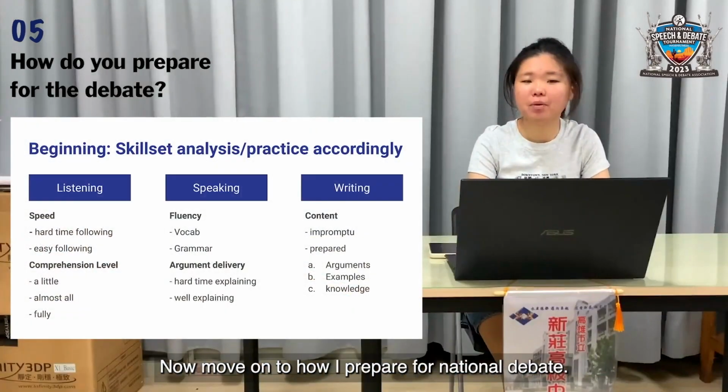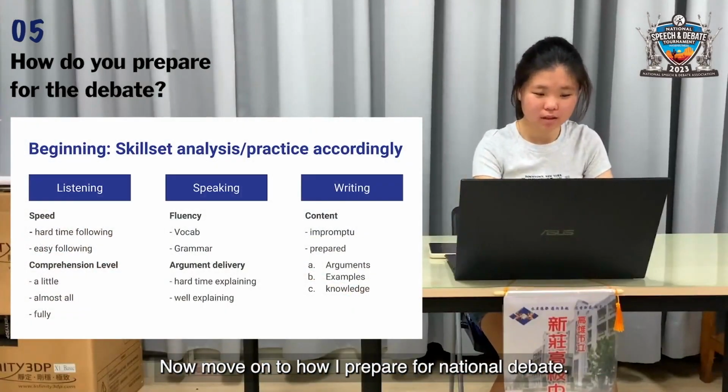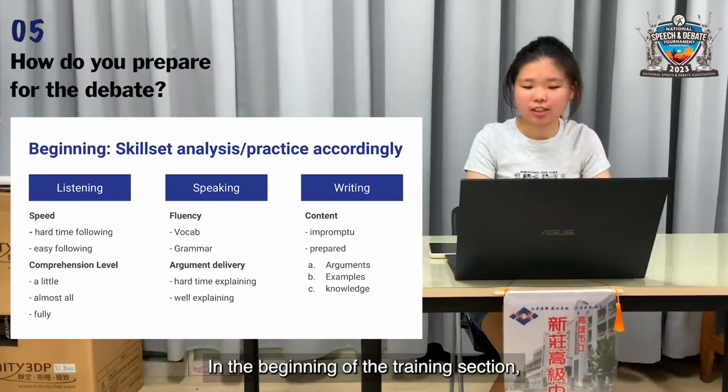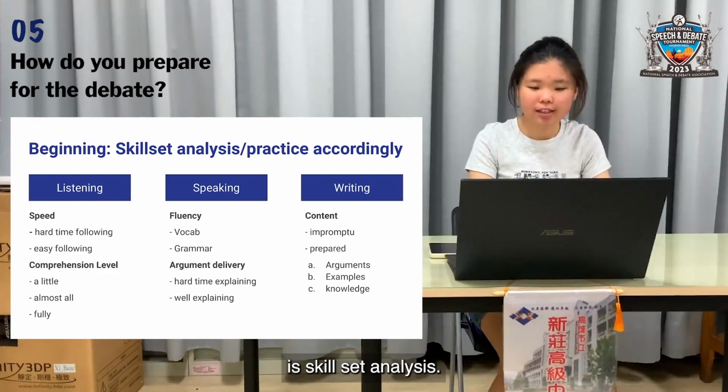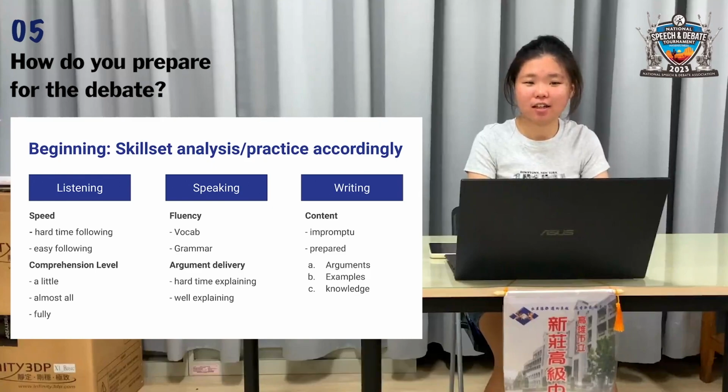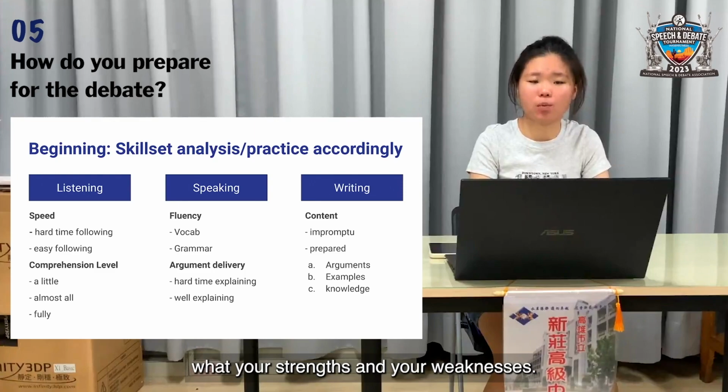Now, moving on to how I prepare for national debate. In the beginning of the training sessions, the first thing I would start doing is a skill set analysis. The first thing you have to do during this training session is to know your strengths and your weaknesses.